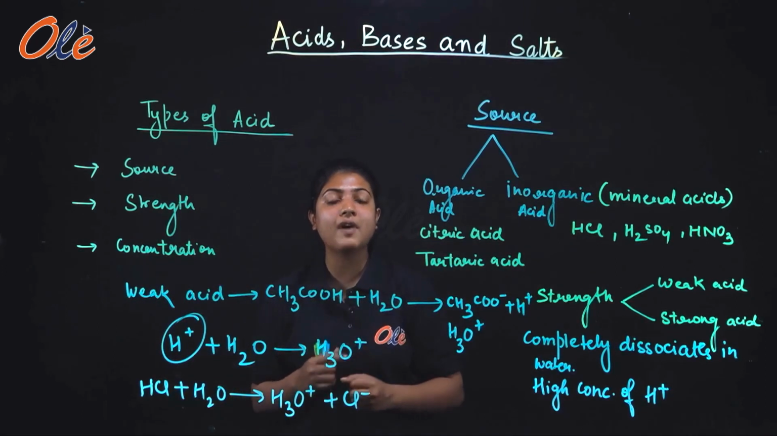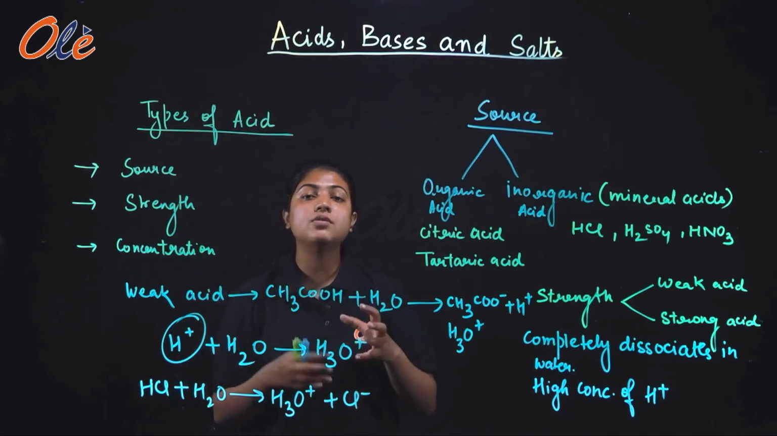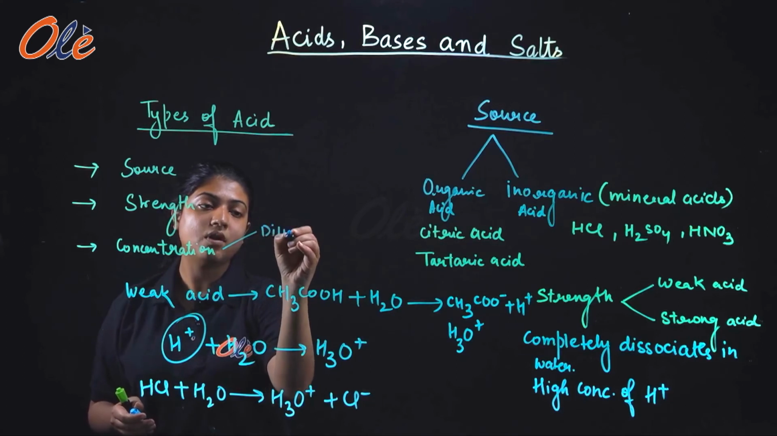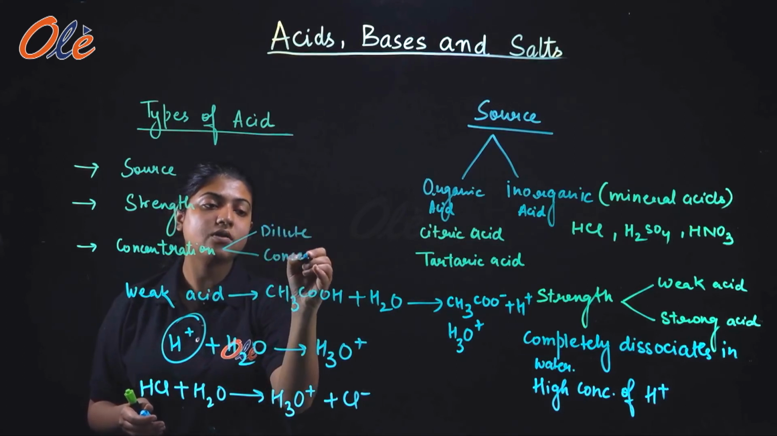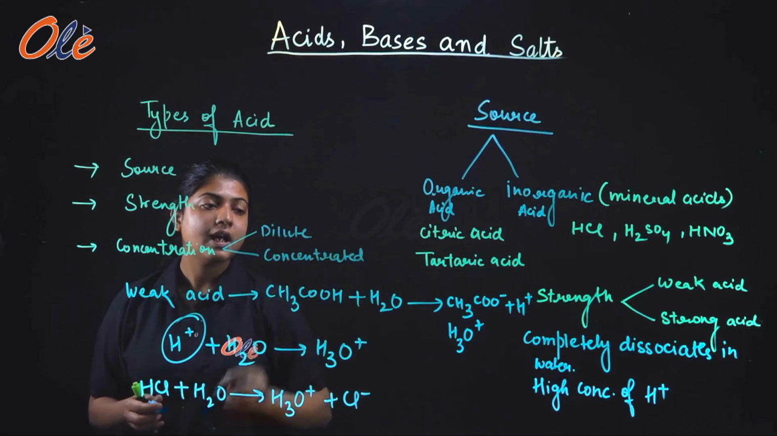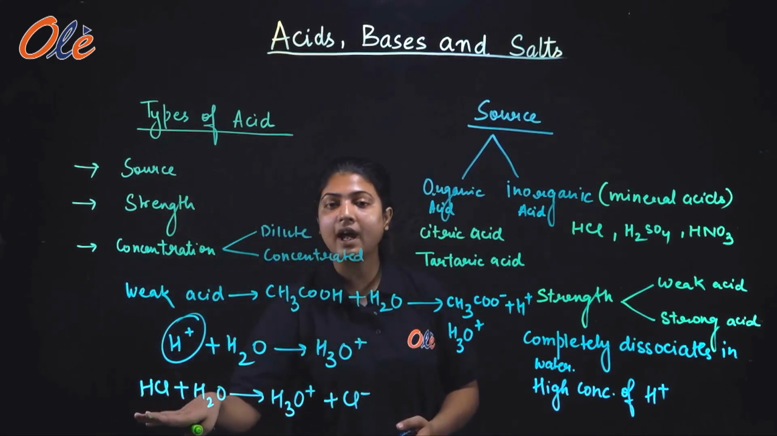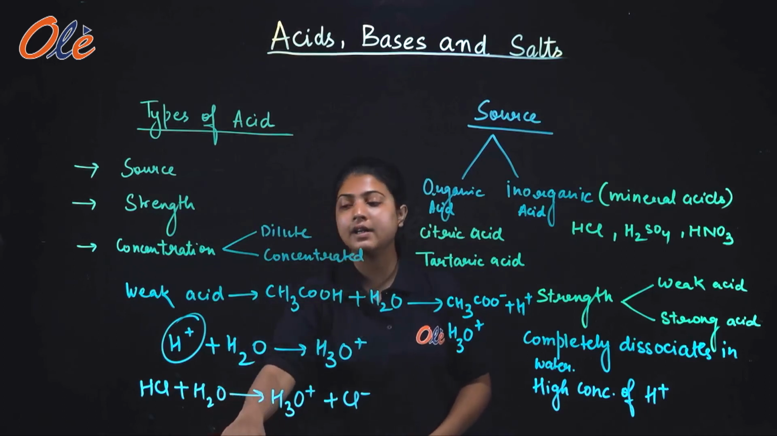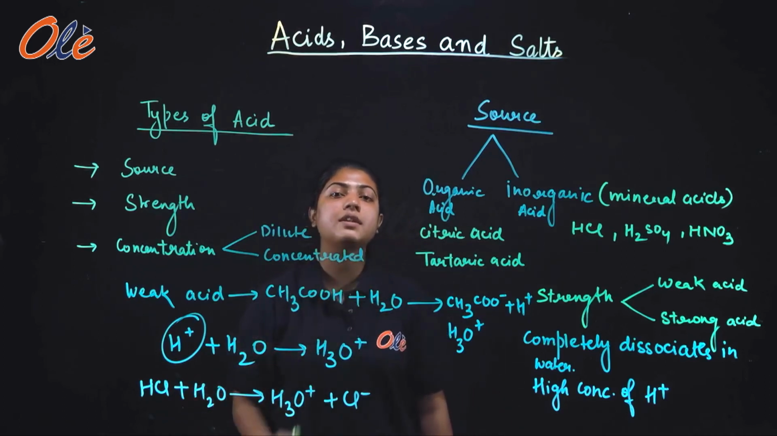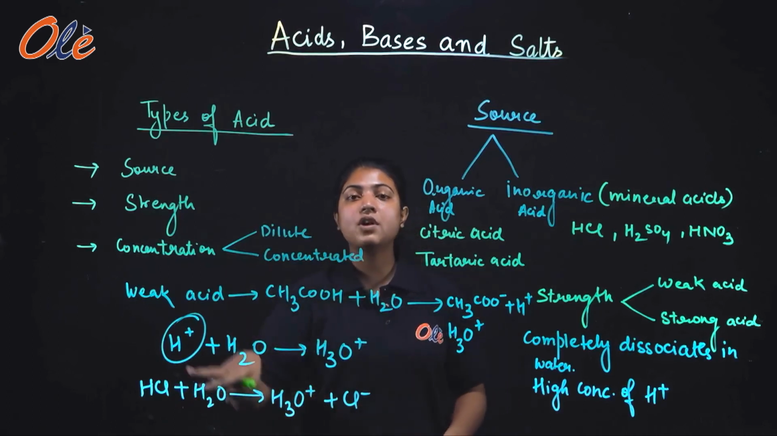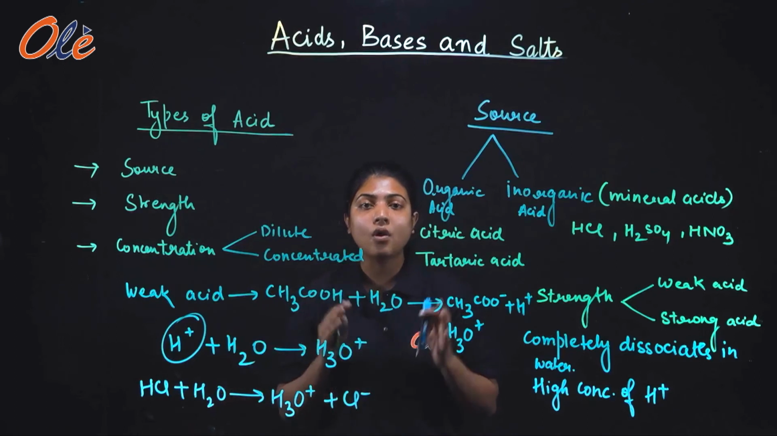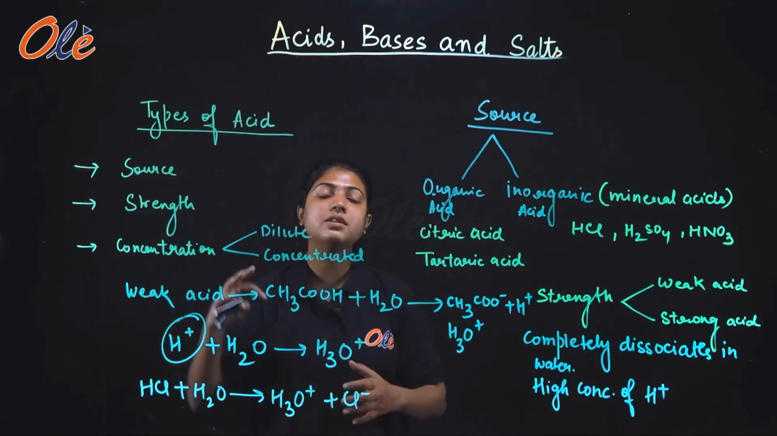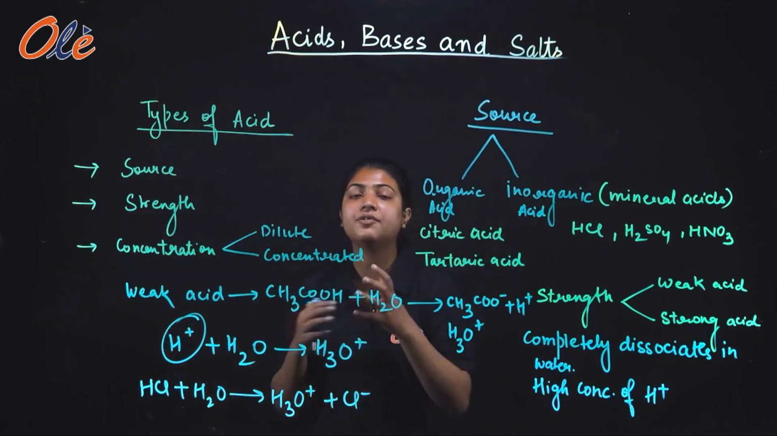If the concentration of acid is low in the given solution, it is known as dilute acid. So, on the basis of concentration, there are two types of acid: dilute acid and concentrated acid. As I have told you, whenever we dissolve an acid into water, it will make an aqueous solution. If the percentage of water is higher than the percentage of acid, it is known as dilute acid, whereas if the percentage of acid is higher, it will be known as concentrated acid. So, on the basis of the source, strength and concentration, we have defined different types of acids.